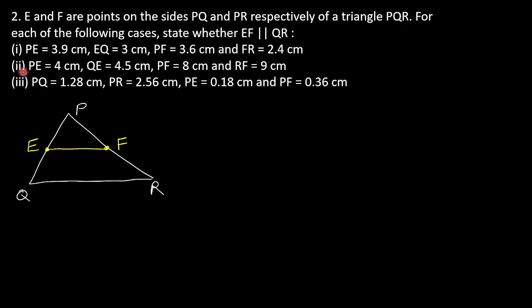Second question I am doing. PE equal to 4. Let me write it. QE equal to 4.5. PF equal to 8. And RF equal to 9. So I have just written the numbers, the sides.